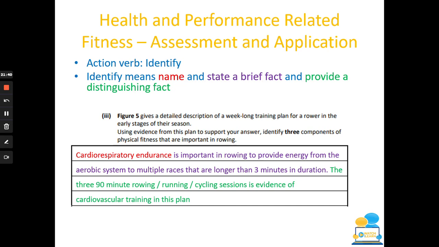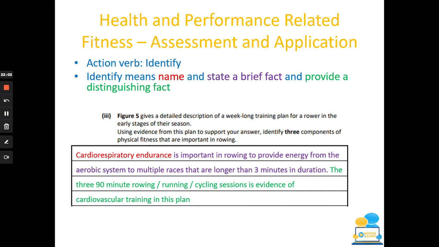So because there's a lot of long training sessions, so we can see 3 90-minute rowing, running, cycling sessions, that's evidence of cardiorespiratory, cardiovascular training in this plan. And we're stating another brief fact as well. So it's important in rowing to provide energy from the aerobic system to the multiple races that are longer than 3 minutes in duration.